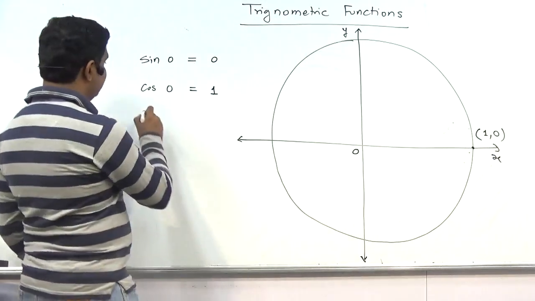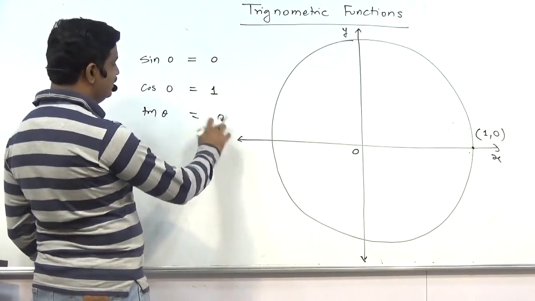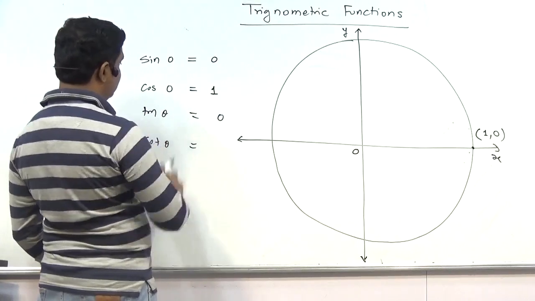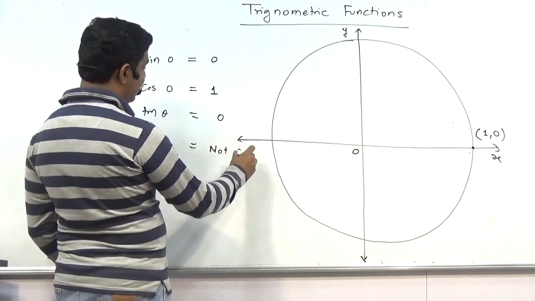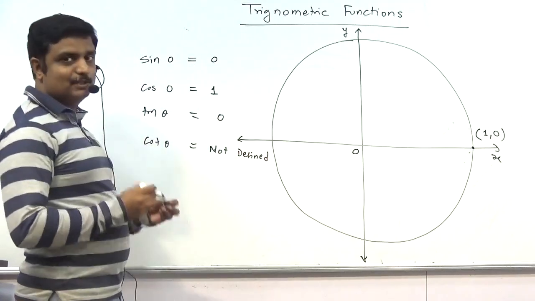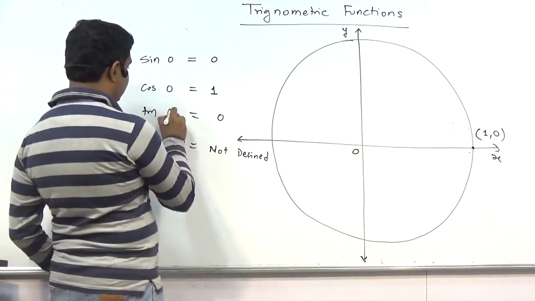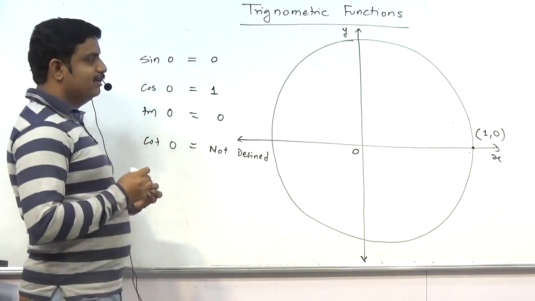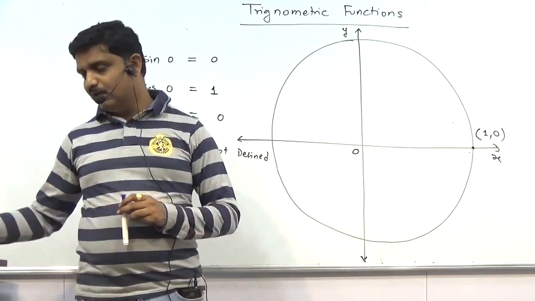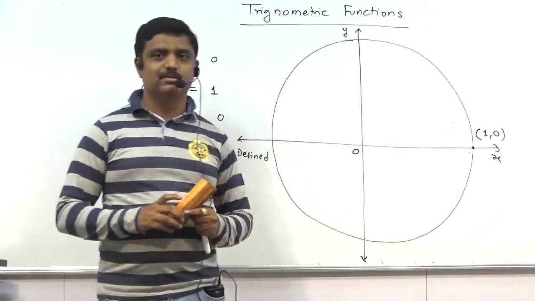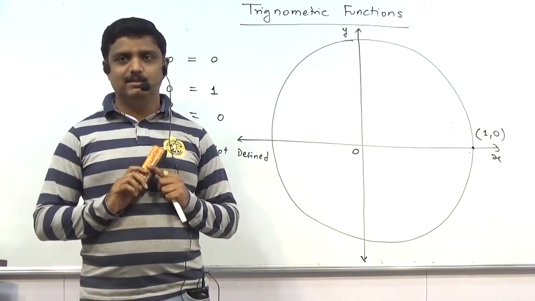What is tan theta then? We can easily find out tan theta. What is tan? Sine by cos. 0 by 1 is 0. What is cot theta? Cos by sine. 1 by 0, not defined. In mathematics, 1 by 0 has no meaning. So we say cot of 0 is not defined. In this manner, knowing the coordinates of the terminal arm on this unit circle, this much information is sufficient for us to write the trigonometric functions of angle 0.